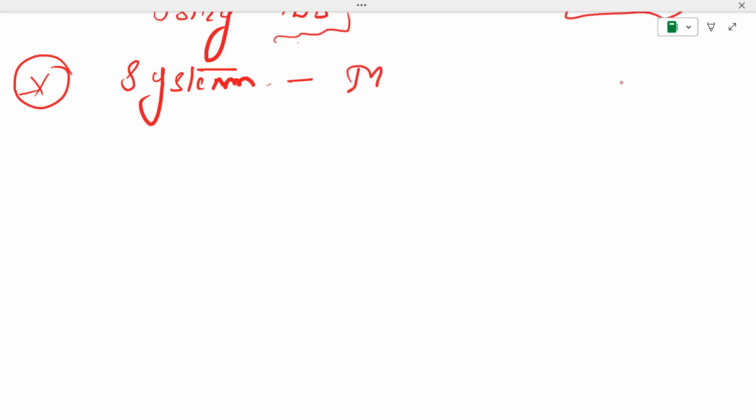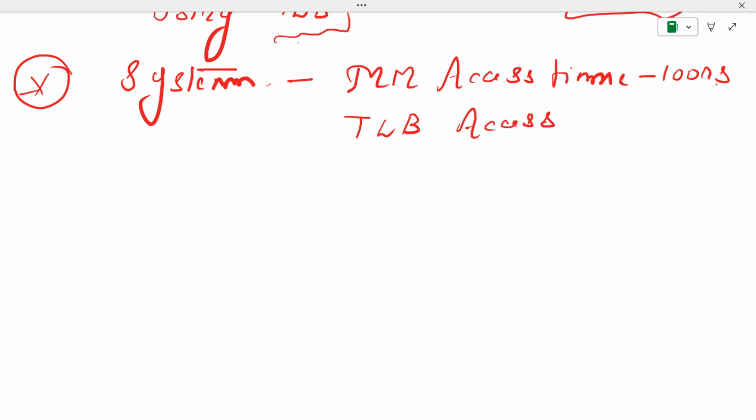So let's say we have a system, and for this system the main memory access time is given as 100 nanoseconds. Now the TLB is hardware implemented with the help of associative registers, so the TLB access time would be very much less than the main memory access time, so it is 20 nanoseconds. See the difference between these two.